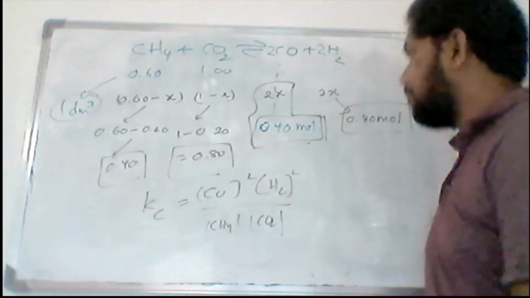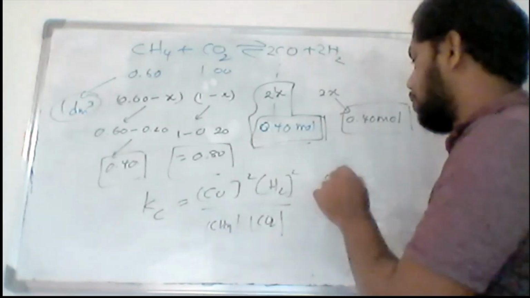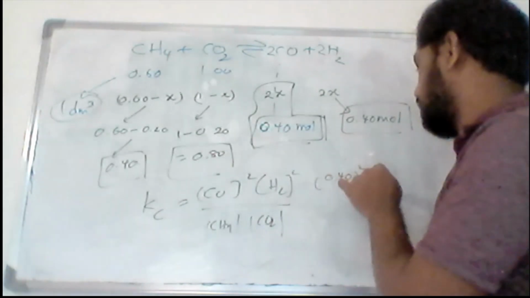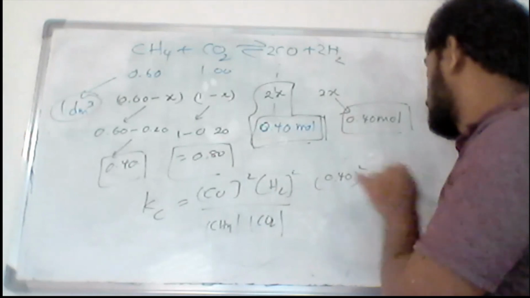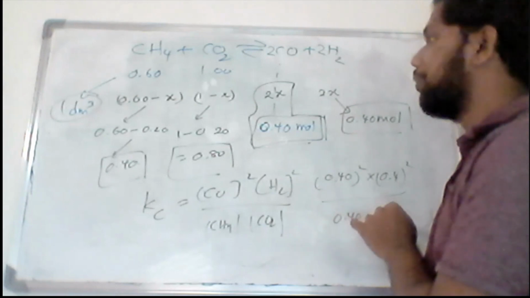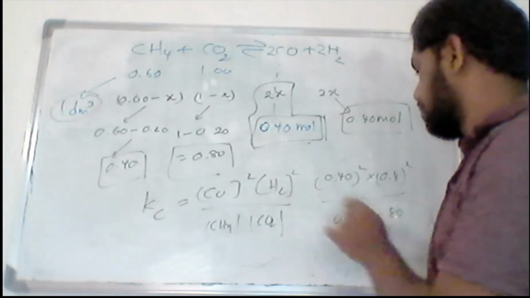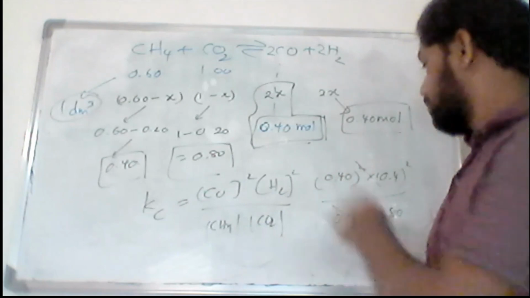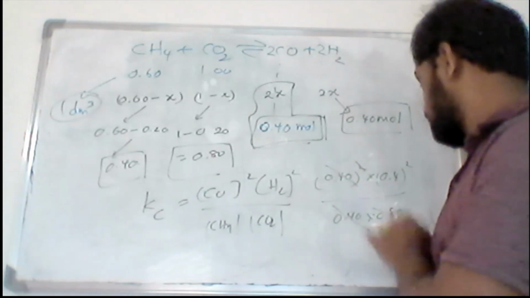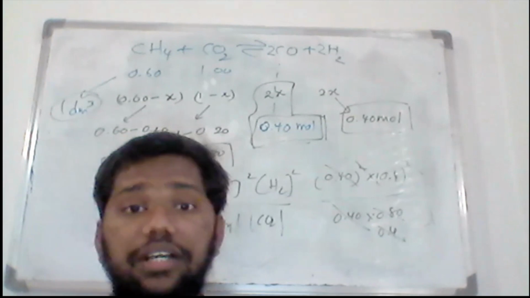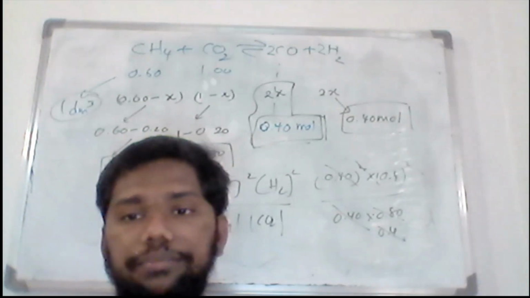So here the concentration of CO is 0.4 moles over 1 decimeter cubed, which is 0.4. So this all will be 0.4 squared and 0.4 squared over CH4 is 0.4 and CO2 is 0.8. So I can cut this one to this one because there is one on the bottom. So I can cut this one and this one, this will be 0.4. Finally I'm going to end up with 0.4. The calculation is not that hard. It is very simple.